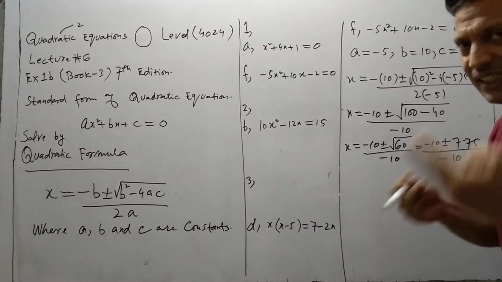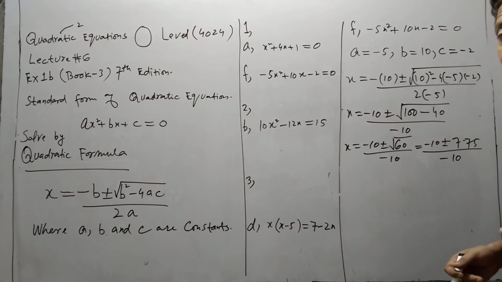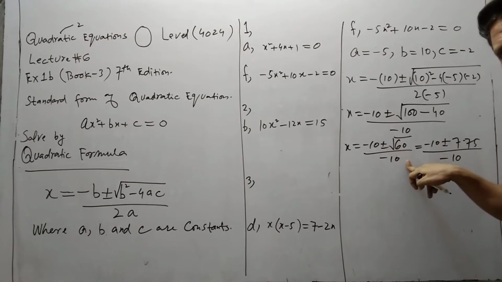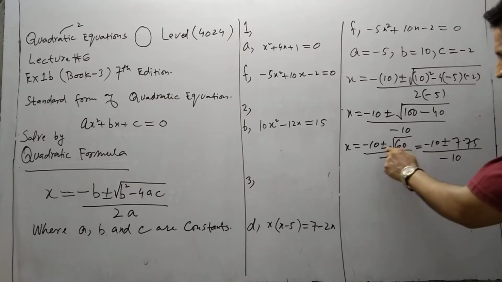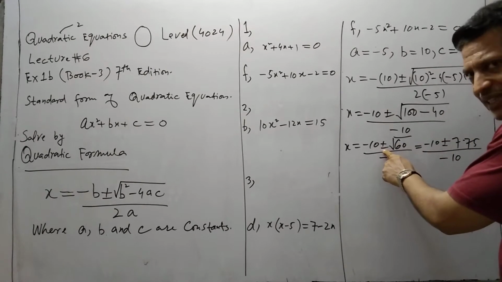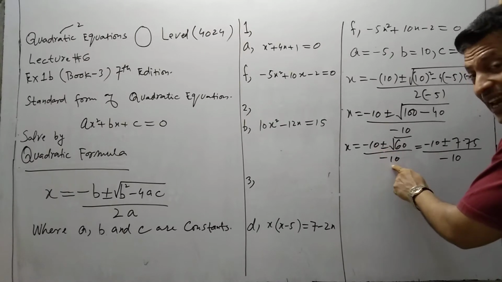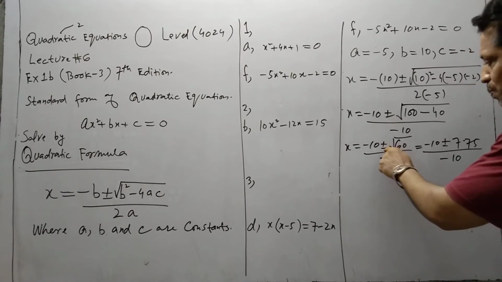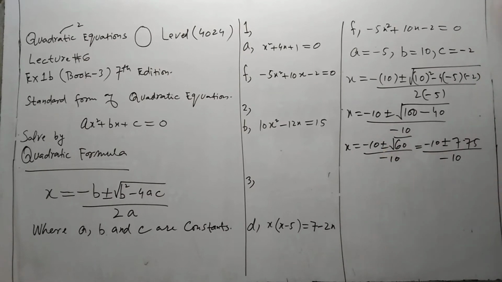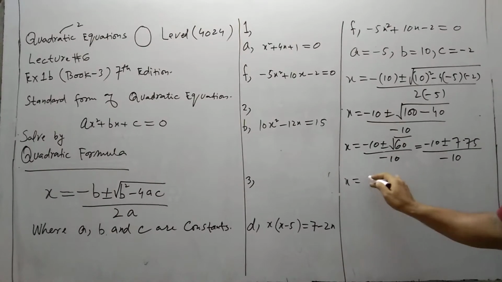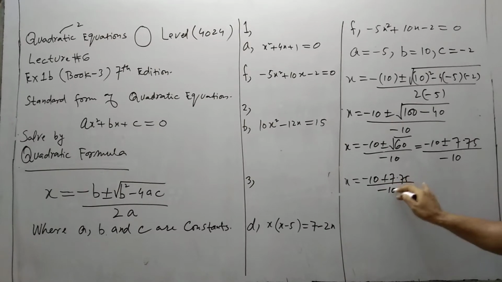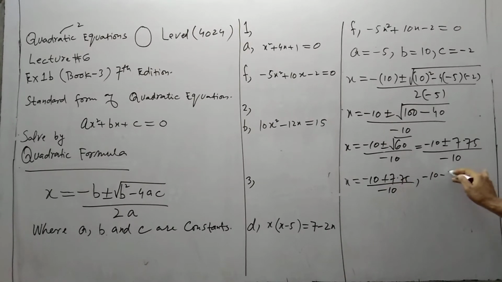You can do a big mistake in this case. Not all students, but some students, they want to try to cut this minus 10 by this minus 10, which is wrong. Because if this sign is multiply sign, then you can cancel this by this directly. But if you see, instead of multiply sign, plus and minus sign, you cannot cancel. So kindly don't cancel. So x is equals to minus 10 one time plus 7.75 upon minus 10, minus 10 one time minus 7.75 upon 10.